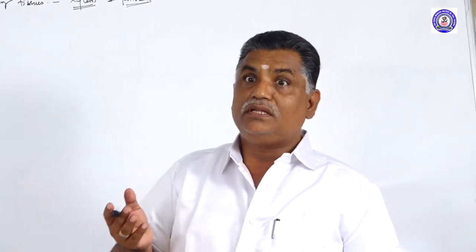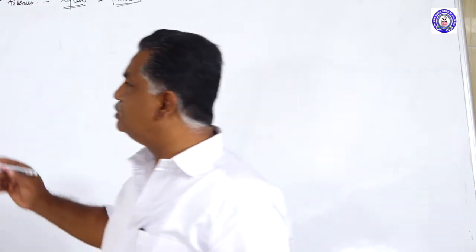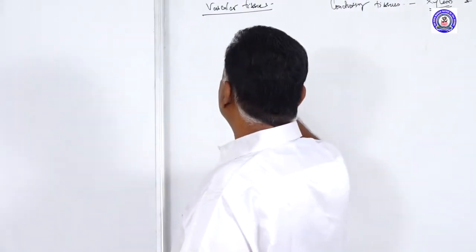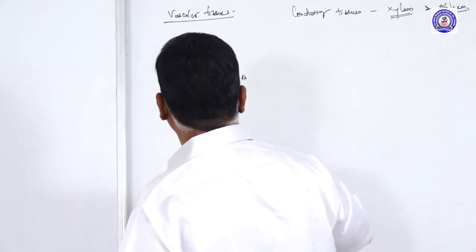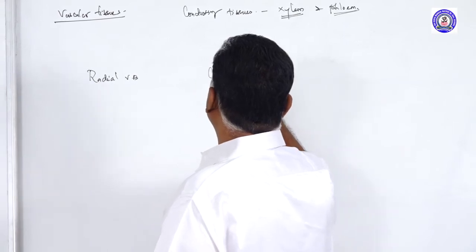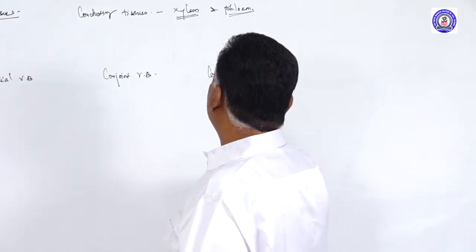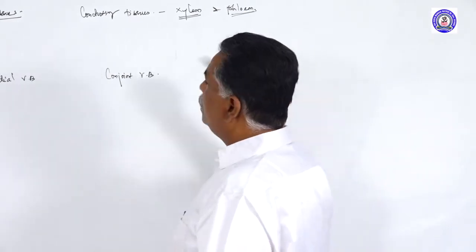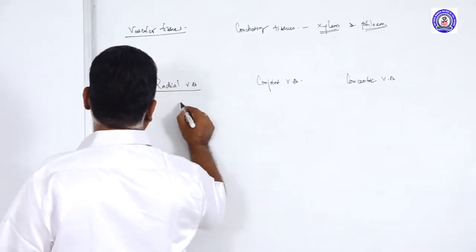Based on the mode of arrangement of xylem and phloem, vascular tissues are divided into three types. One is radial vascular bundles, then conjoint vascular bundles, then concentric vascular bundles. What are radial vascular bundles? Radial vascular bundles are generally found in roots.